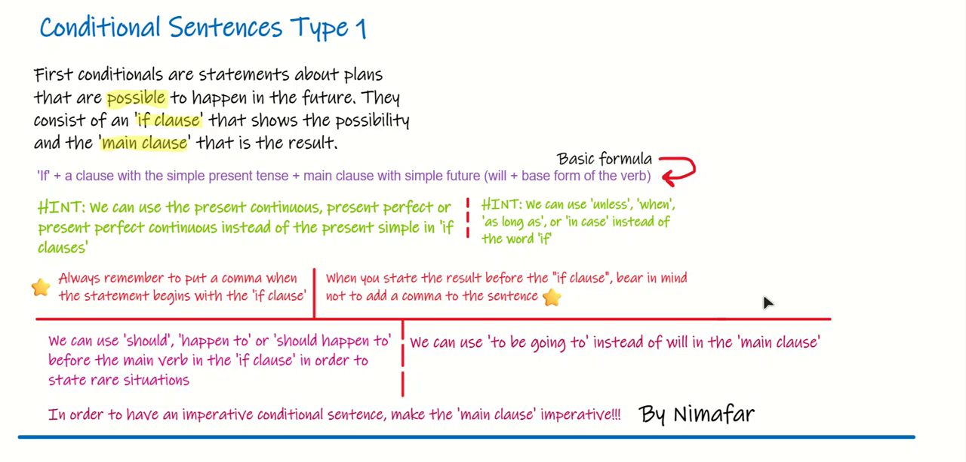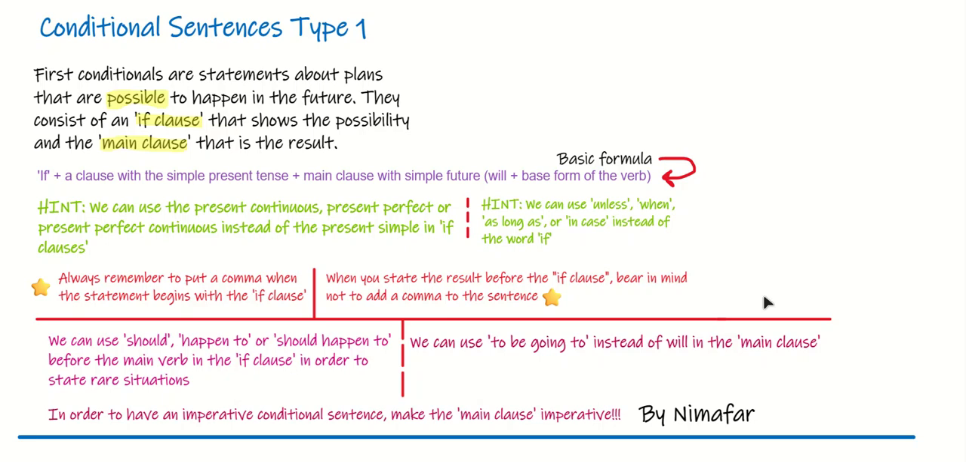So let me just repeat the sentence with those 3 forms. Hey John, if you should see a supermarket on your way, please buy me a bottle of water. Hey John, if you happen to see a supermarket, please buy me a bottle of water. And hey John, if you should happen to see a supermarket, please buy me a bottle of water.